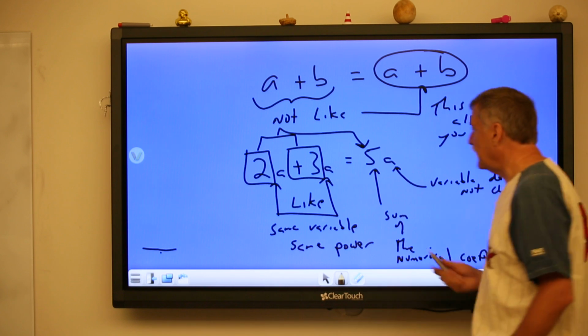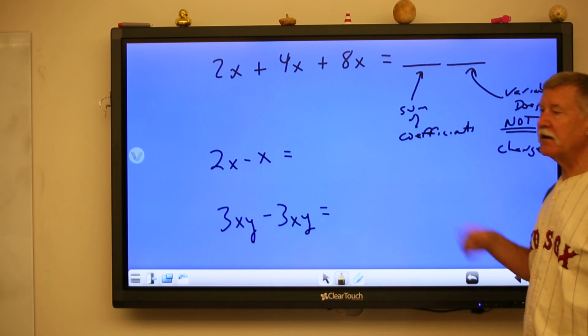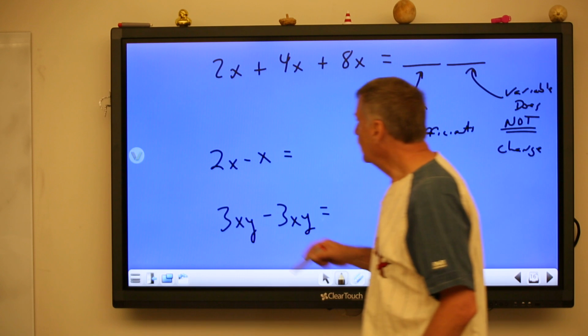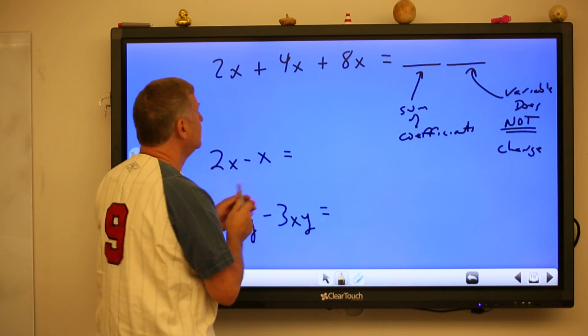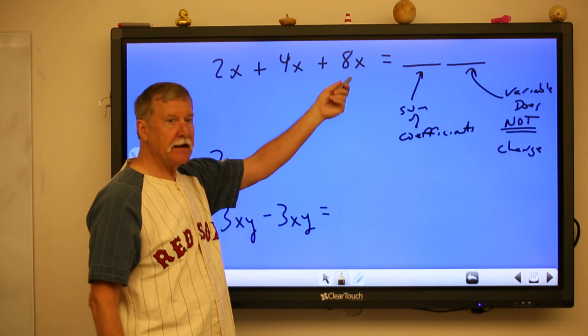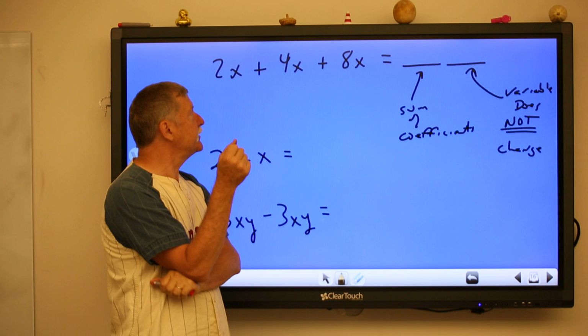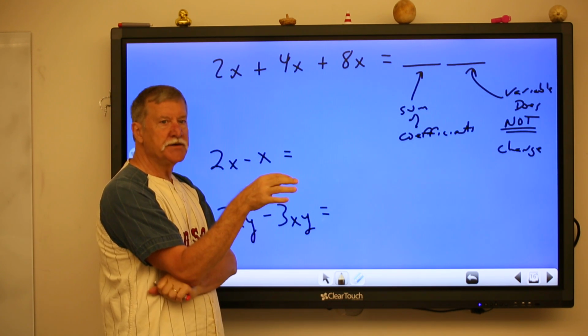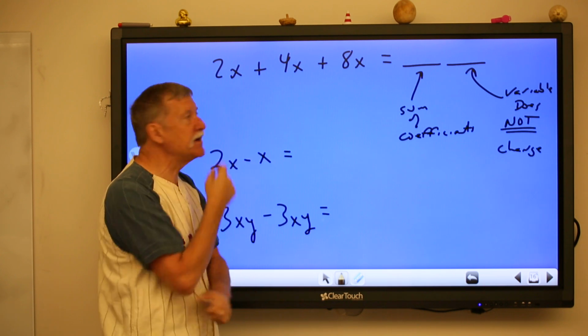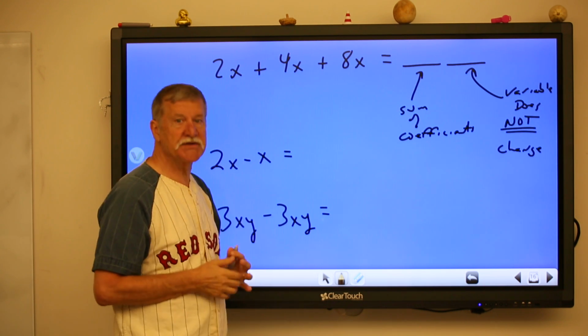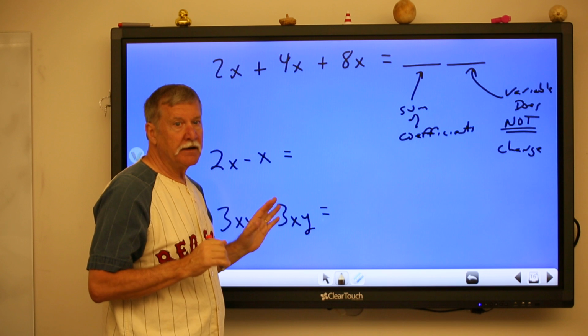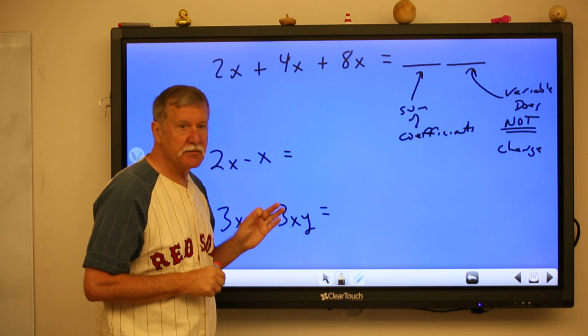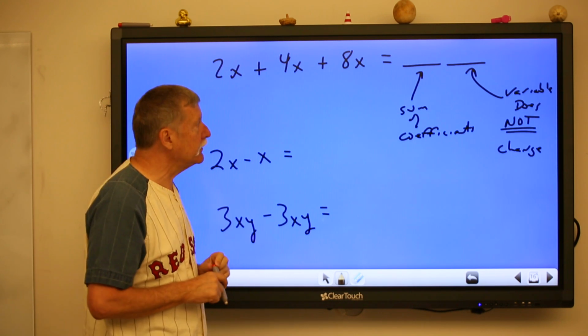And that's how you combine like terms. If they're not like, you leave them alone. So here, 2x plus 4x plus 8x. First of all, how many terms? 3. Are they like or not like each other? Do they have the same variable to the same power? X, x, x. Yes. The numbers don't matter. I've got 3 like terms. That means they can be combined.